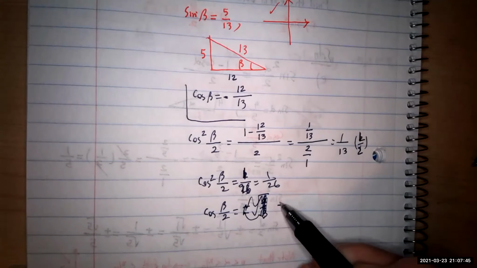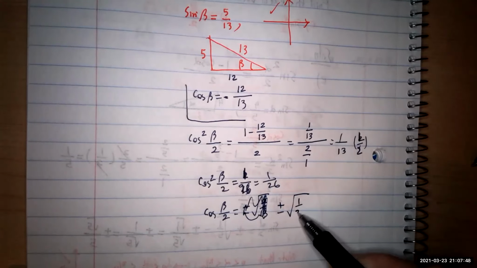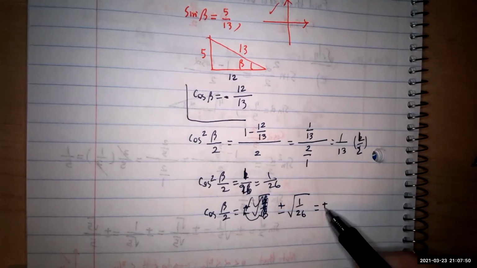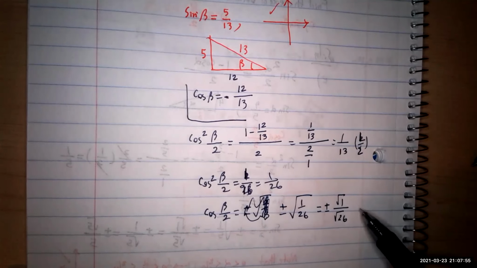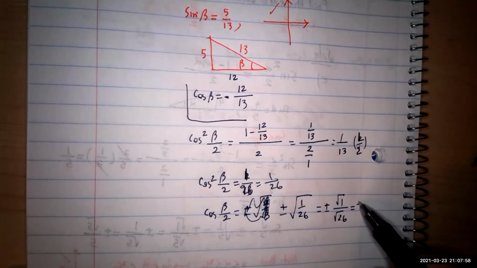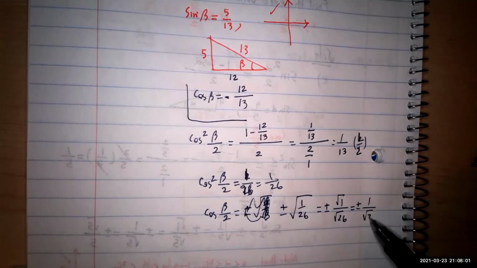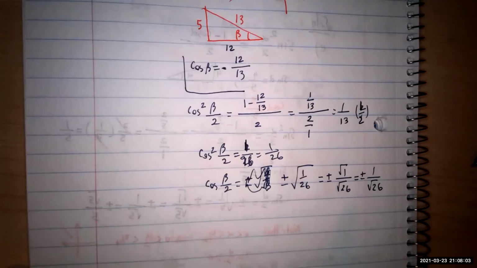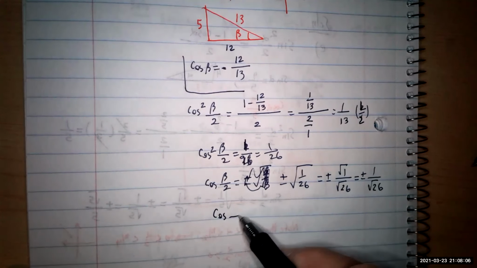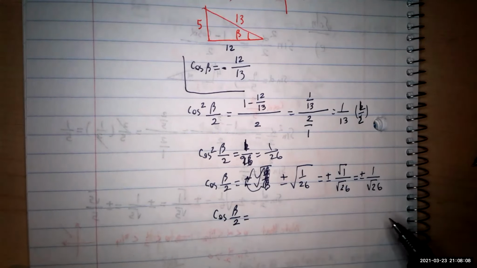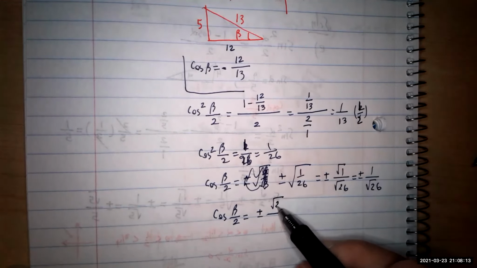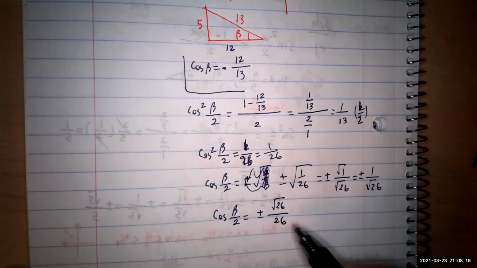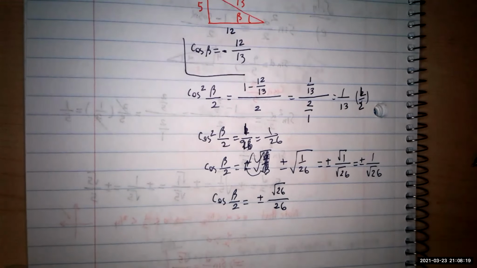Okay, so we get a positive negative square root of 1 over 26. So we go on the top and the bottom, radical 1 and radical 26. So the radical 1 would be just 1. That's a radical 26, you have to rationalize it. So the cosine of beta half is going to be equal to positive negative radical 26 over 26. But the question is whether it's going to be positive or negative, so you have to check.